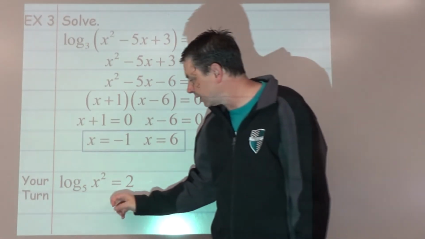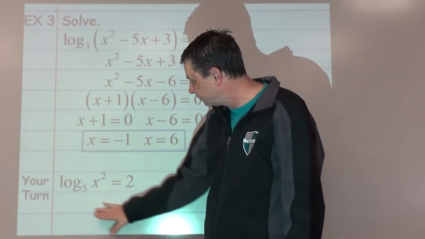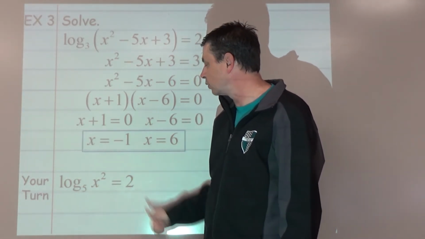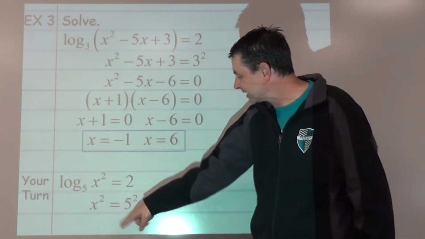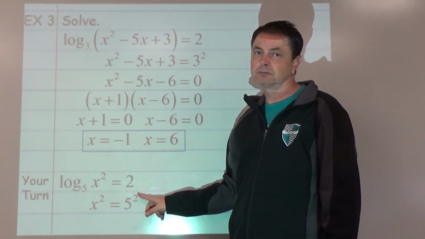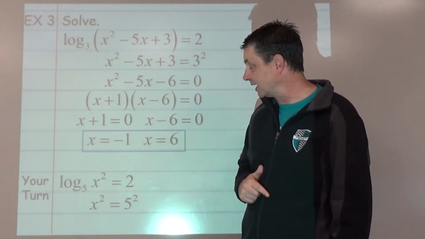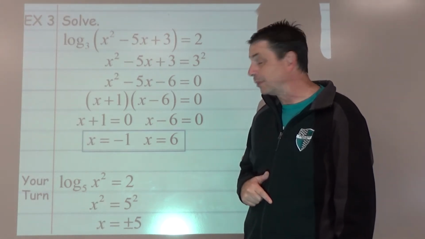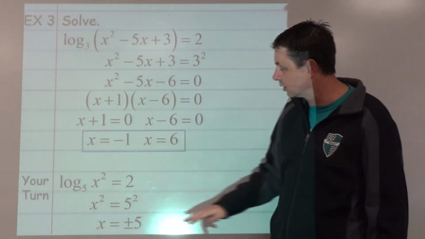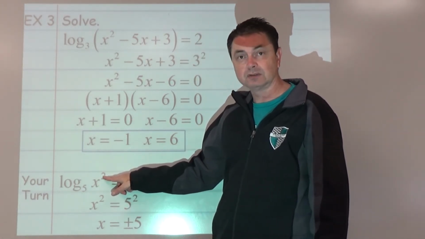All right, let's go ahead and rewrite, keep that, get rid of log, move the 5. 5 is the base to the power of 2. So x squared equals 25. So square root both sides, plus or minus, x equals plus or minus 5. Ooh, I'm a little scared of the negative. But anyway, positive 5. Well, 5 squared is 25.